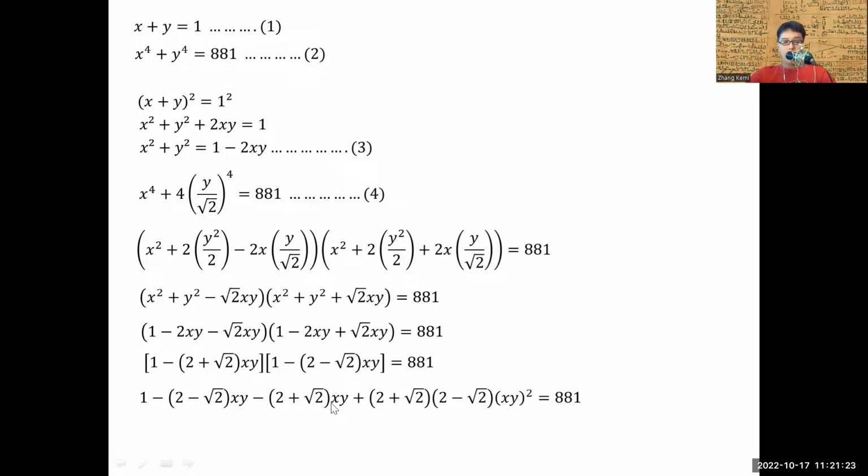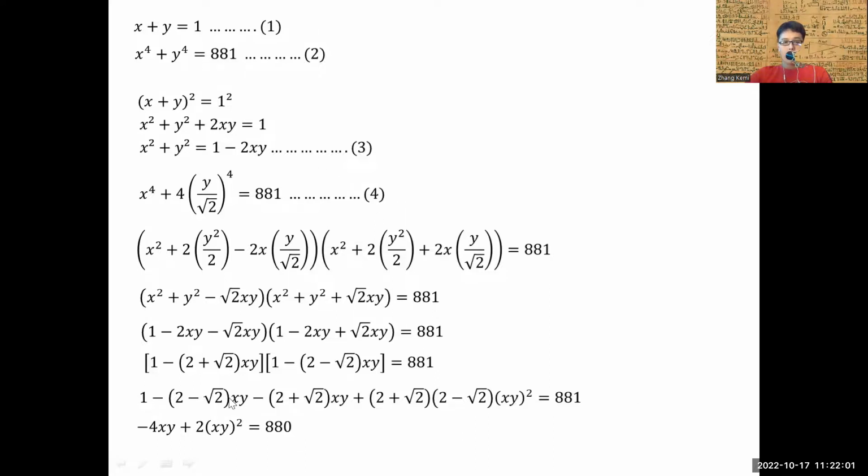So after that, what's going to happen? Over here, I'm going to look at the terms a bit more. I have basically this term multiplied by this term over here. So (2 + √2)(2 − √2), and we have x and y, which is (xy)², which is equal to 881. Now we are going to look very carefully. I'm going to remove 1 on both sides. If I subtract 1 on both sides, I have 880 now.